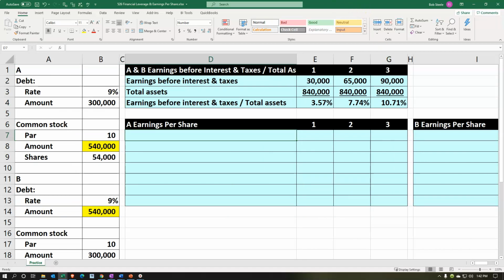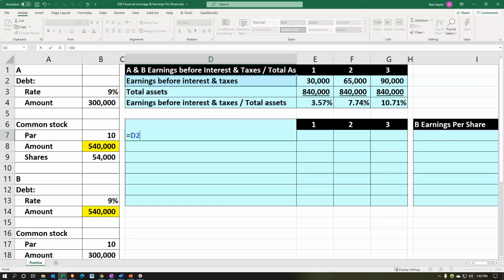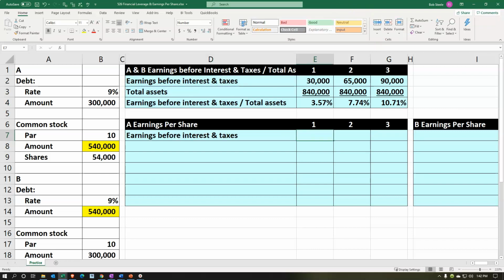We're going to be calculating the earnings before interest and taxes. I'm going to do that by saying equals, pulling up the same number up top. We're going to have the same three scenarios, same three starting points. The 30,000, I'm going to say equals that number. I'm then going to copy that across using the autofill, putting my cursor on the autofill handle, dragging across.